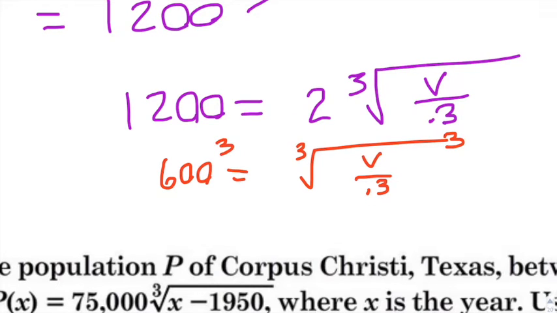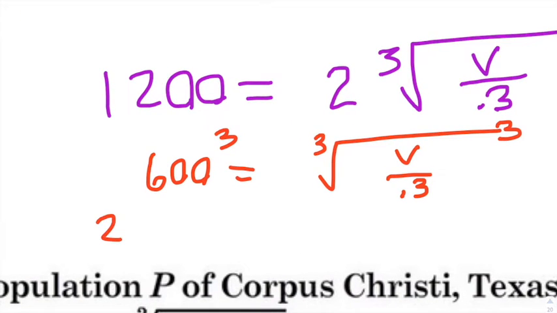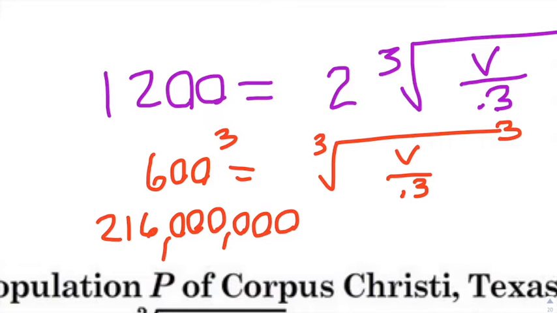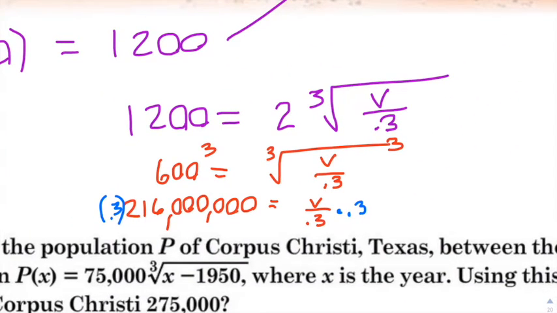So cube both sides. 600 cubed is this giant number. Let me count how many zeros: 1, 2, 3, 4, 5, 6. So that is 216 million, and that's equal to volume divided by 0.3. Then to get rid of your 0.3, multiply both sides by 0.3. That gives us an even smaller number, which would be 64 million.